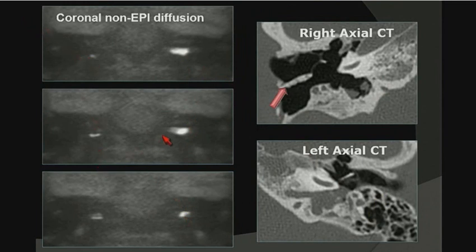So now we need CT. Now we are allowed to irradiate the patient. And we see this. If you would not have MR, would you make that a cholesteatoma?